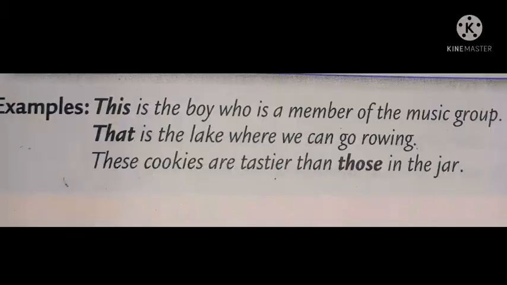Seventh one, demonstrative pronouns. We use demonstrative pronouns to point out specific people and things. The 4 demonstrative pronouns are this, that, these and those. Example, this is the boy who is a member of the music group. That is the lake where we can go rowing. These cookies are tastier than those in the jar.